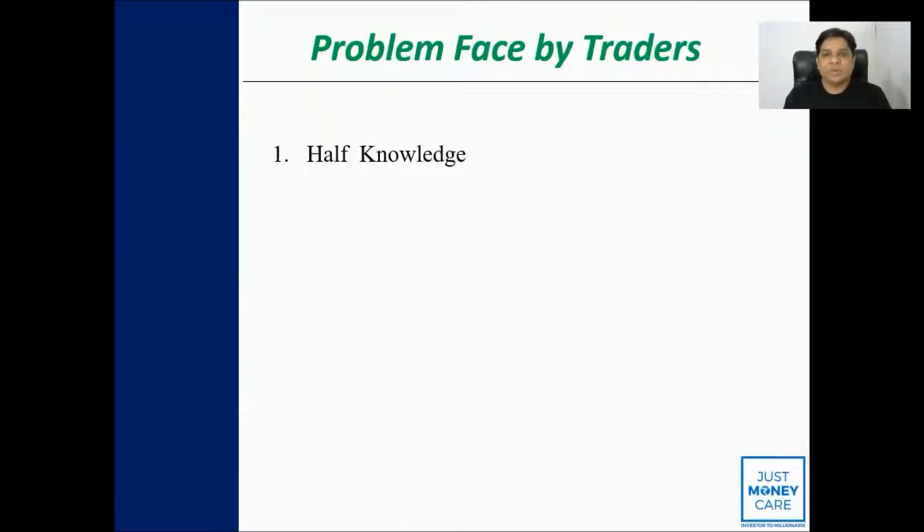So half knowledge might be an issue for many traders, because many traders think, I know about candlesticks, I know about trends, I know about volumes, but I don't know about Gann theory, I don't know about Elliott wave theory, or I don't know about the Fibonacci series. So it is not like that. If you only know about candlesticks, price, volume, trend, support and resistance, you are able to trade and you can make money. So it is not necessary to learn all the things.